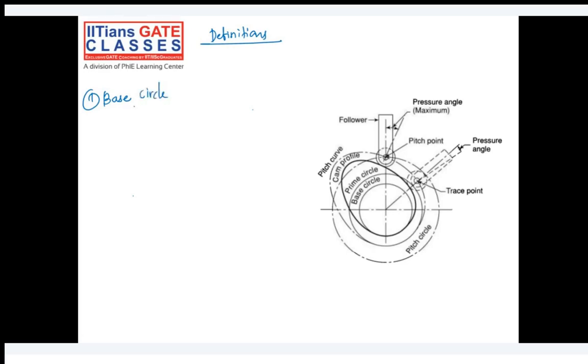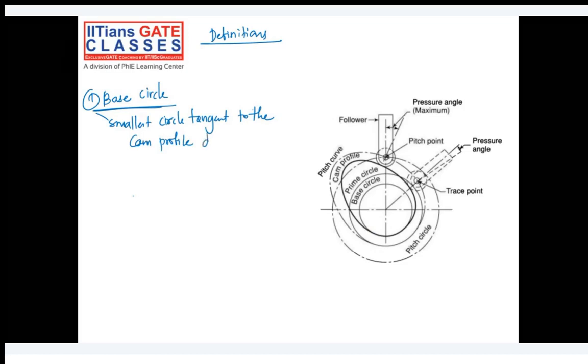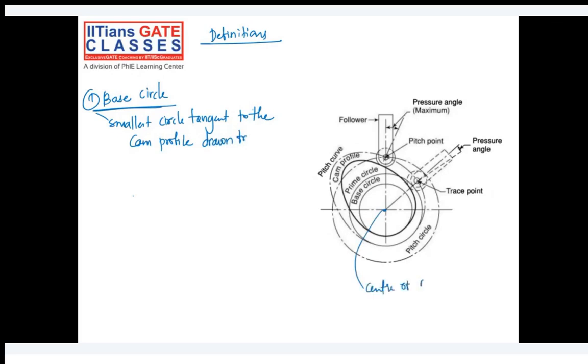So this is the circle. I have used the blue pen to show you. Okay, so it is the smallest circle tangent to the cam profile. Okay, so here it is tangent to the cam profile contour, or cam profile you can see. Okay, drawn from the center of rotation of the cam. So this is the center of rotation of the cam. Okay. Drawn from, let's call it point C. Drawn from C, I will say. Now, this is its base circle.